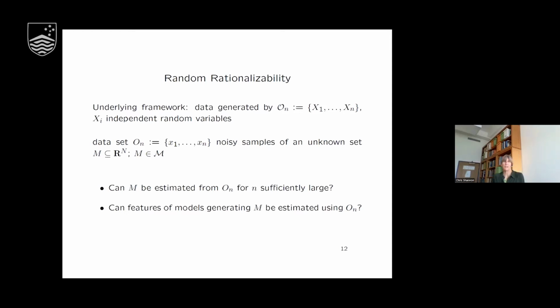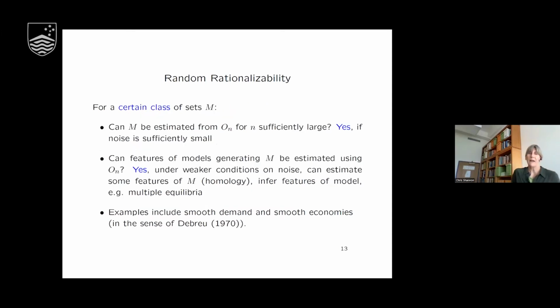So again, let me start by trying to give a broad sense of what the answers will be. Where we're going to go is to try to show that for a certain class of sets, we can give positive answers to both of those questions. So the model could be estimated from the data if the noise is sufficiently small, in a way that I'll make precise. And also, under some weaker conditions on the noise, we might be able to estimate some features of the model, in particular, in this black box, the homology. And then from that estimation, we might be able to infer some features of the model, for example, the number of equilibria in the model.